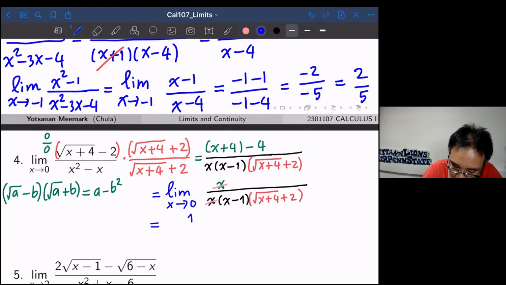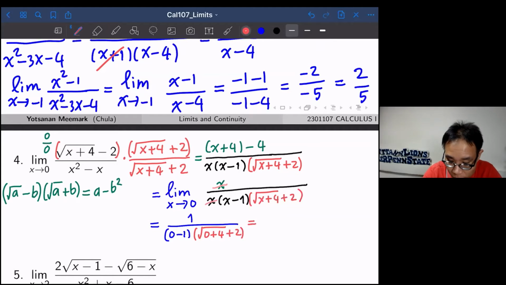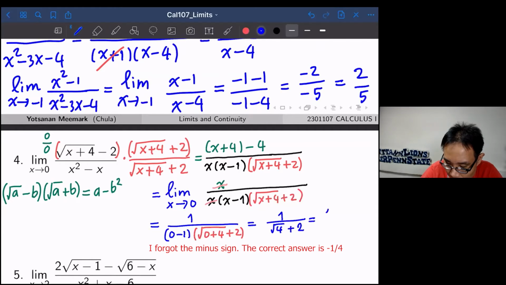So you see on top you would get 1, on the bottom you get 0 minus 1, and for the red guy you get square root 0 plus 4 plus 2. So this guy turned out to be 1 over the bottom guy, which is root 4 plus 2, so it's gonna be 1/4. So you get 1/4 for this limit.